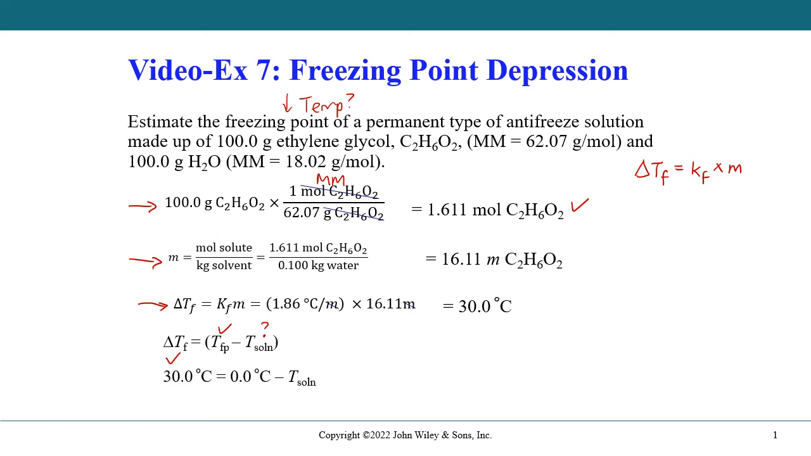We know that the freezing point of water is 0, and we want to try and find the temperature of the solution. We rearrange and we end up calculating the temperature of the solution as follows, and we see that the temperature of the solution will end up being minus 30 degrees C if we put 100 grams of ethylene glycol into 100 grams of water. We can drop the temperature all the way to roughly minus 30 degrees and the solution will not freeze.